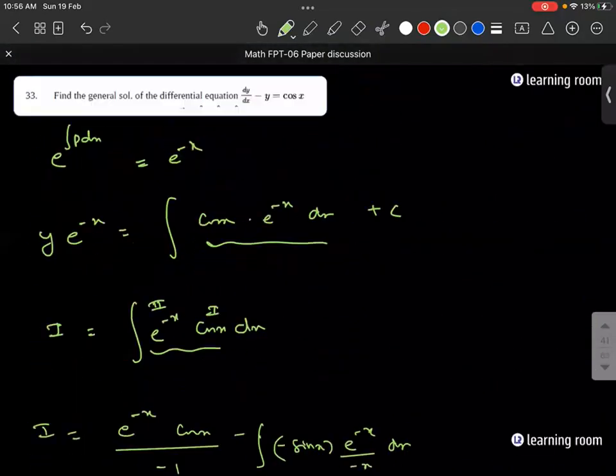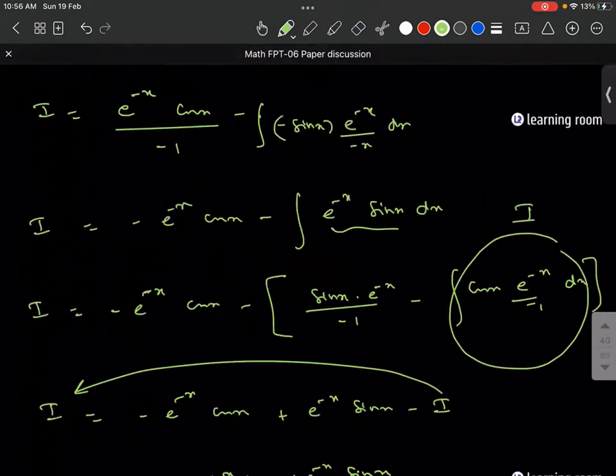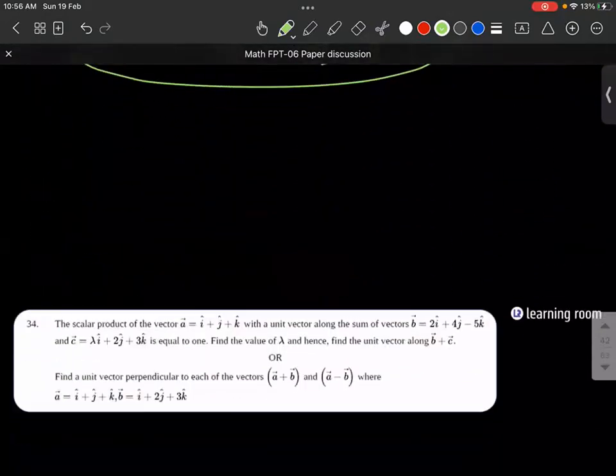So take this and substitute it here and cancel out that e^(-x). That will be the answer. Okay. We have done similar kind of problems many times.